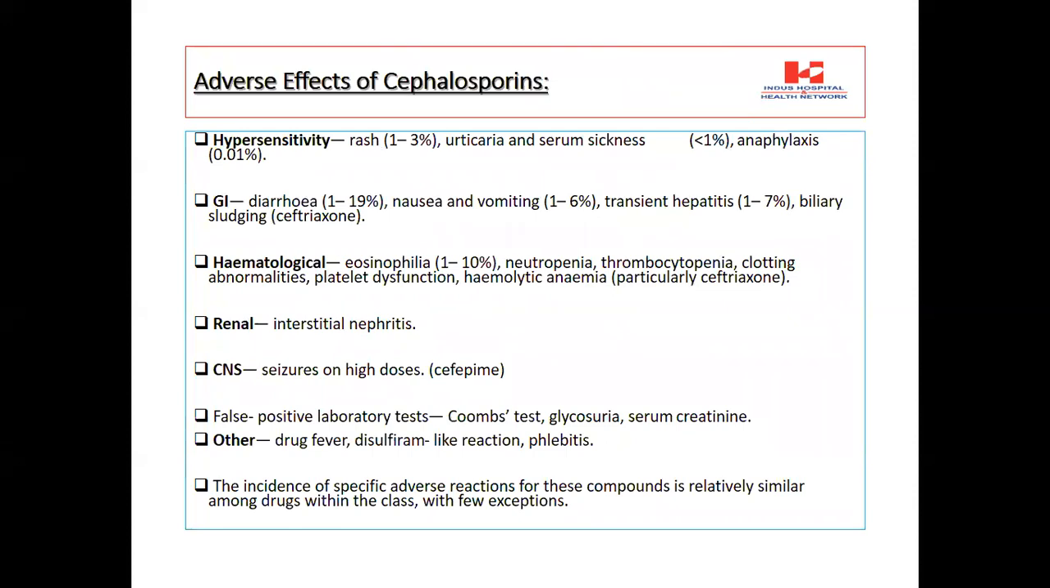Okay, there are some adverse effects or side effects of this class of antimicrobials: diarrhea, and hematological changes. Patients might experience eosinophilia, and in some patients thrombocytopenia. If used long term, it can cause interstitial nephritis, as the third generation cephalosporin is renally excreted. On higher doses, for example cefepime given 2 gram every 8 hours, there is a chance for seizure-like activity in those patients.